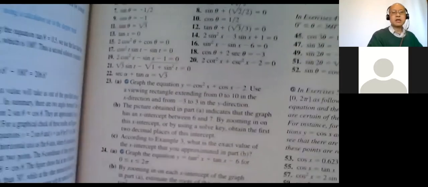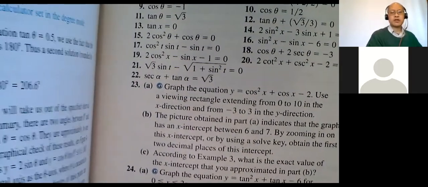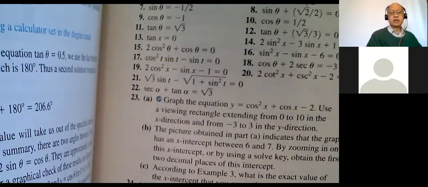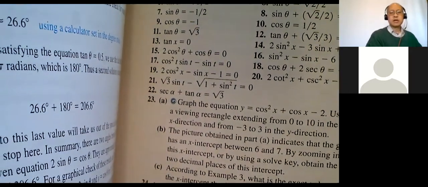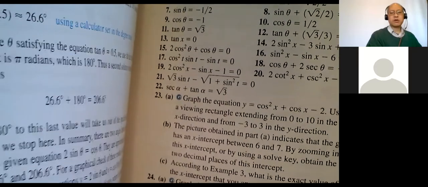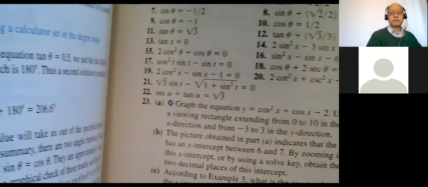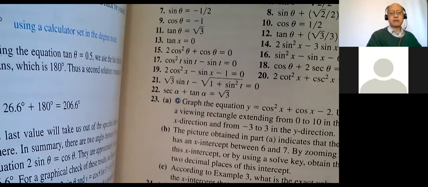For 19, I wasn't going to do it. I'll just give you the hint for 19. See where it says cosine squared x? Change it to 1 minus sine squared x, and then go from there. But I'll let you try to figure out the rest of it.